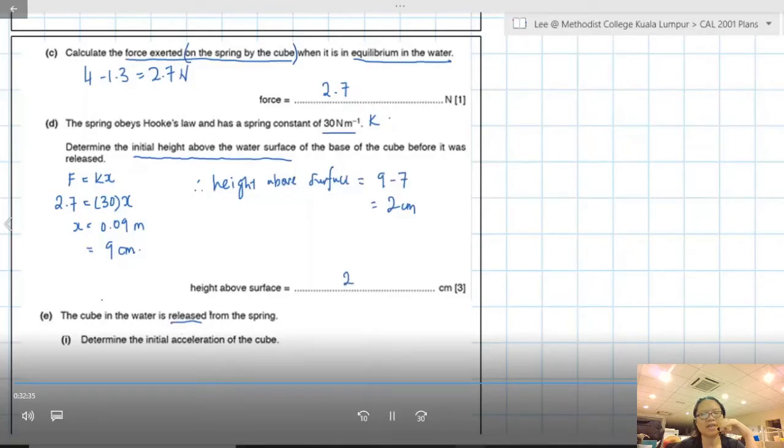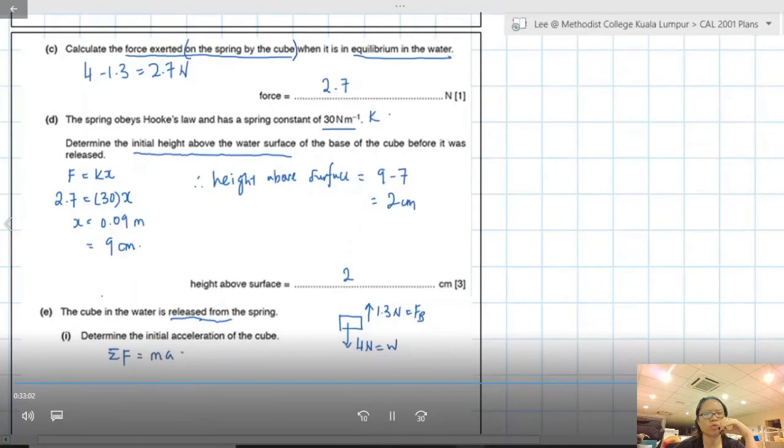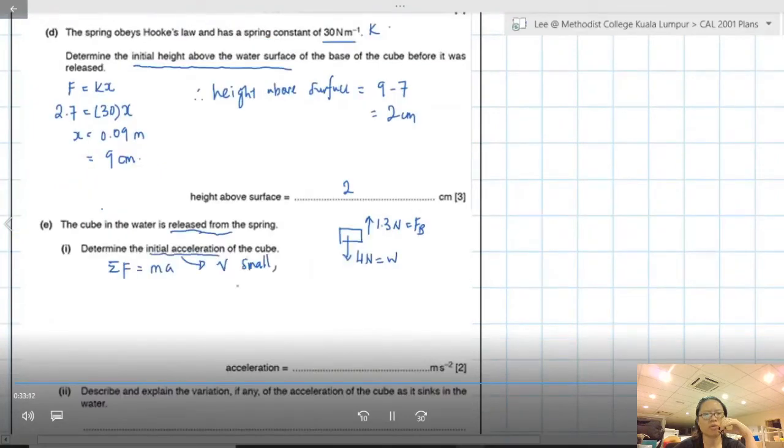Okay, and finally now the cube in the water is released from the spring. Determine the initial acceleration of the cube. So now we're going to need to draw some resultant forces. There's 4 Newton acting downwards. There's a buoyant force of 1.3, and when you release the spring, tension will go away. So we're going to use net force equals ma all over again. Since the speed is very small, we are going to ignore water resistance or drag force. So you get 4 minus 1.3, and then you substitute the mass of the block. Mass is 4 Newton divided by 9.81. Don't make that careless mistake. And finally, you get your acceleration at 6.6.